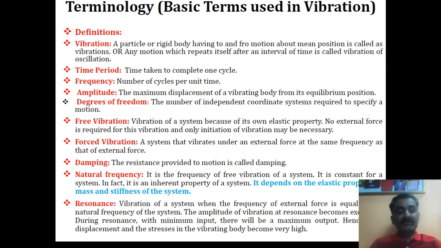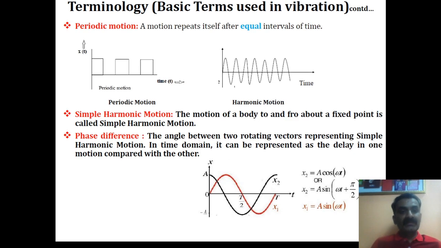Natural frequency is a very important term in vibration. The simplest definition is that the frequency of free vibration of a system is called natural frequency. It is a constant for a system, its inherent property, and it depends upon the elastic properties, mass and stiffness of the system. Resonance, we have already seen, is nothing but when the frequency of the external force matches the natural frequency of the system, then we can say that the condition of resonance occurs.